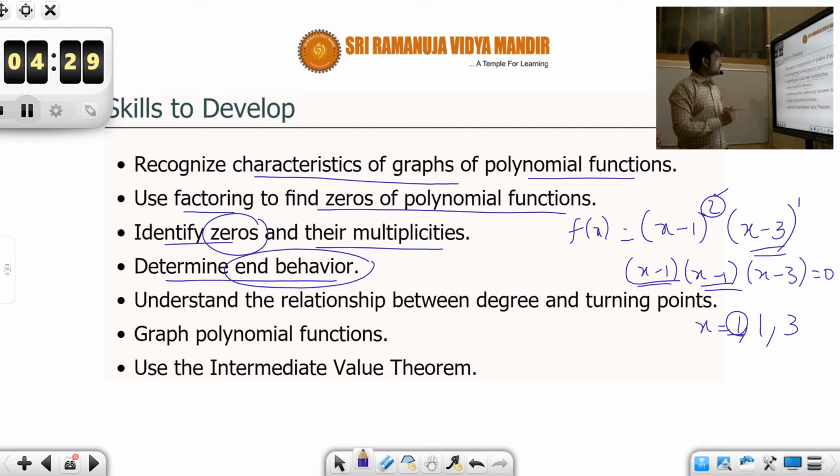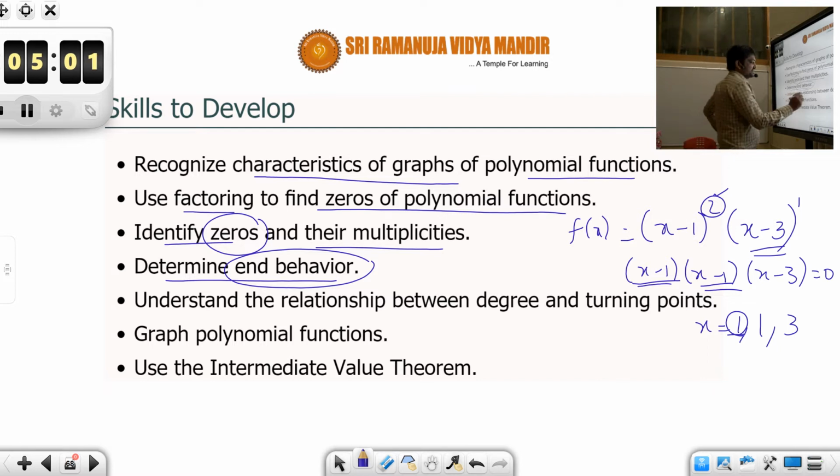So these terms are very, very important. These are the characteristics of a graph. By looking at the graph, you should be able to know how it is behaving at the end points, and what are the points of intersection, that is, where it is intersecting the x-axis; those are the zeros, the points at which the graph intersects the x-axis. Similarly, you need to determine the end behavior. Okay, identify the multiplicities, because of the multiplicities we can identify the graph very approximately.